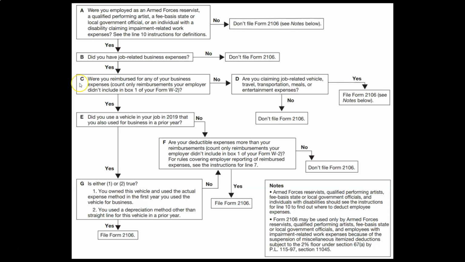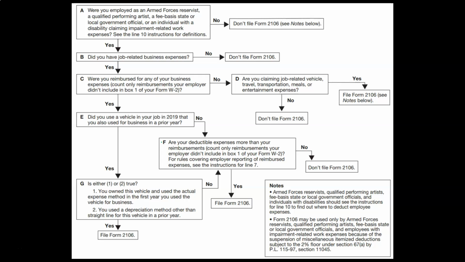And then if we go back over to C, were you reimbursed for any of your business expenses? If we say yes, we were reimbursed for some of them, then you would think that would possibly limit the amount that we would be able to deduct. So we're going to go to E. Did you use a vehicle in your job in 2019 that you also used for business in a prior year? If we say no, so we don't have the vehicle, then we go to F.